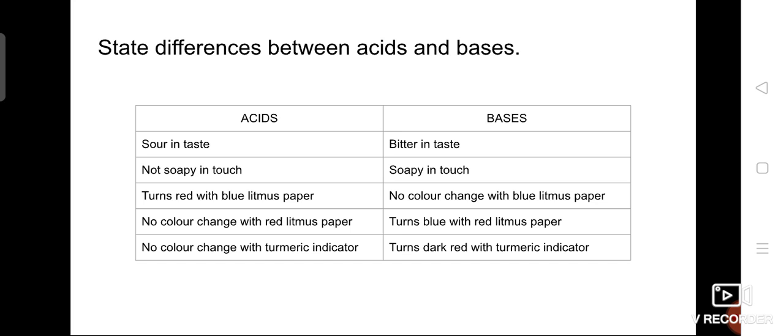Just go through the video. If you have any doubt, just go through the part 2 and part 3 videos, because in those videos we discuss the litmus paper test and turmeric test. So go through the video again and then you can write. These are the differences between the acids and bases.